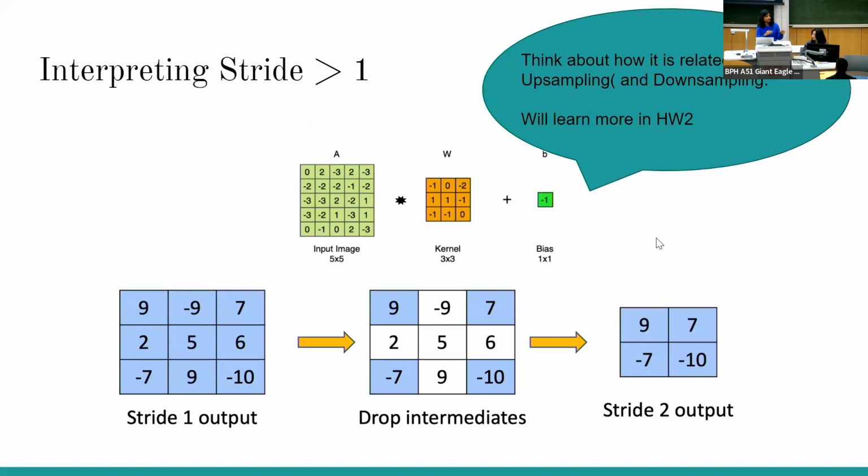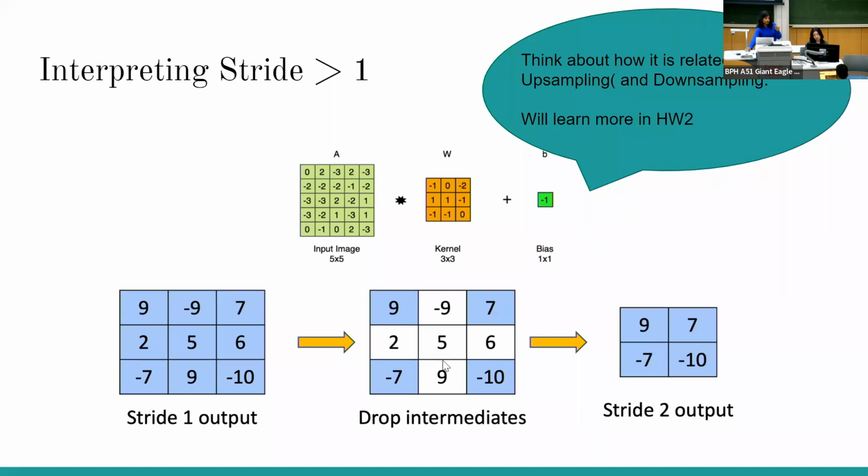You can interpret stride greater than 1 here. When we had a stride 1 output, feel free to do this calculation at your own pace. With stride 1 you will get this output, and with stride 2 you will get an output of this. And this is basically nothing but you are dropping the intermediate layers. This will be really helpful when you do your homework part 1, because then you will have to implement this downsampling and upsampling on your own.